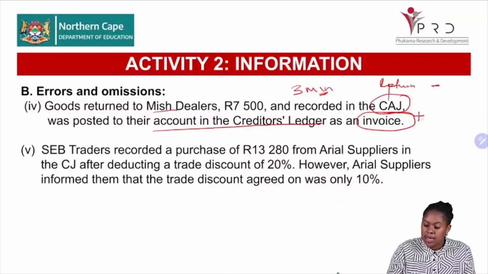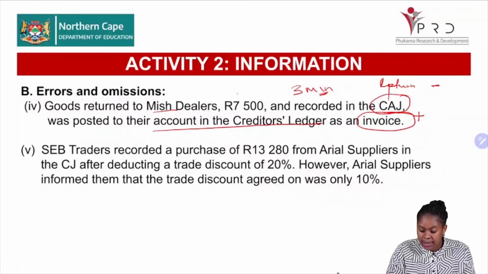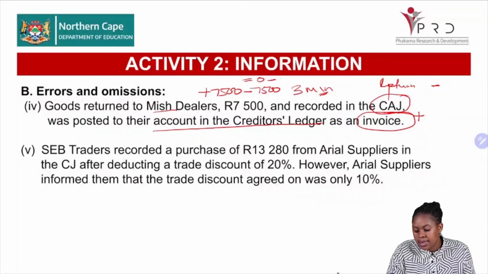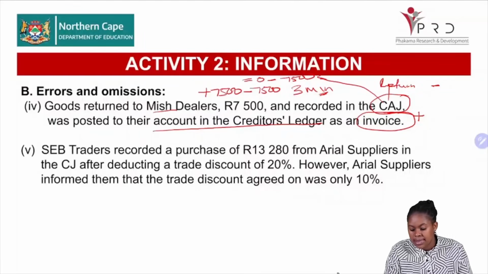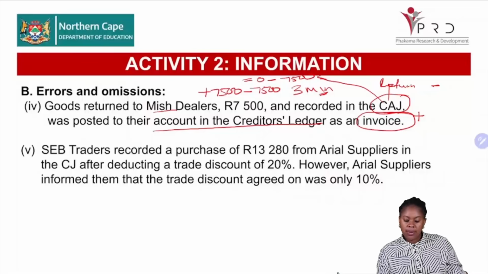All right. So they said negative. They said positive 7,500. So I'm going to first remove that 7,500, we get 0. And then I remove the 7,500 of the returns that they were supposed to do in the first place. So it's a double entry, grade 12. All right. So there it is.